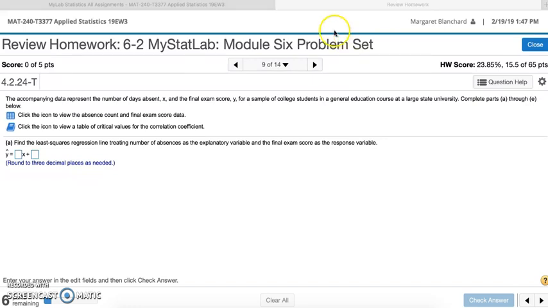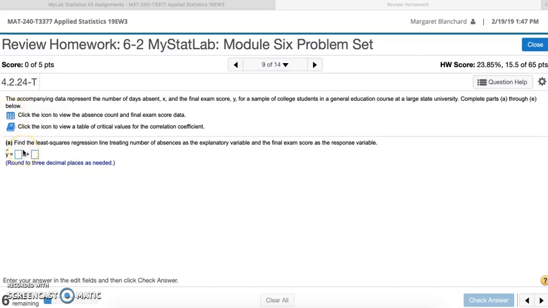So I just want to point out first that we have X as our predictor variable. We would be using days absent to predict the final exam score, which is Y, our response variable. Remember, the predictor is the input, the response is the output. So we have our data set here. We're going to wait until we read part A to go through that.